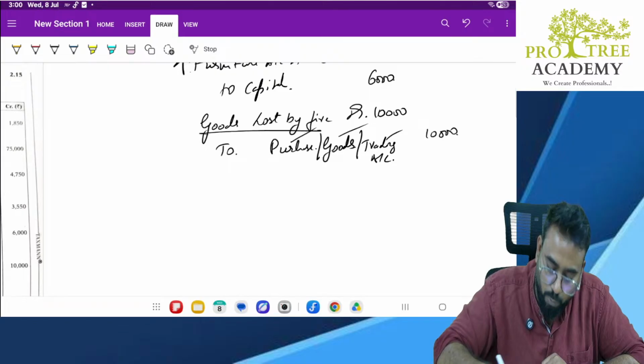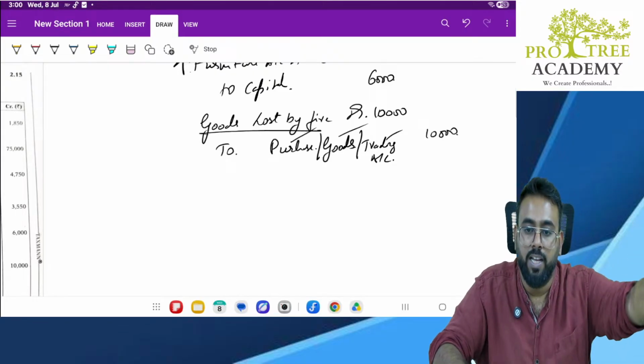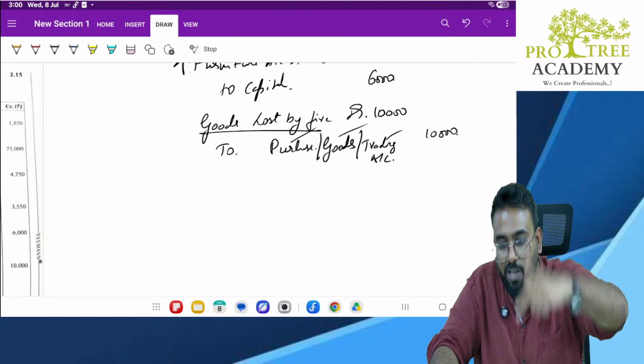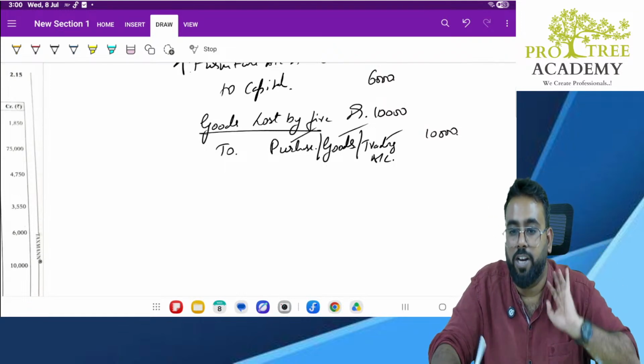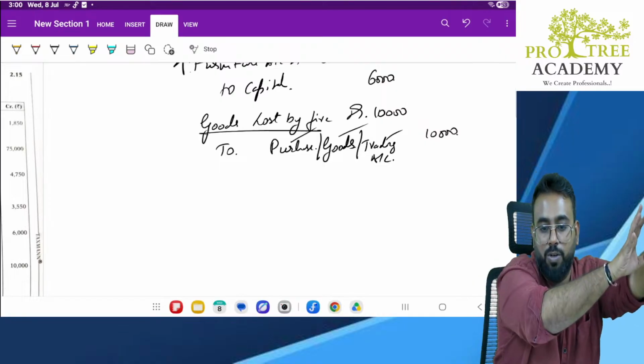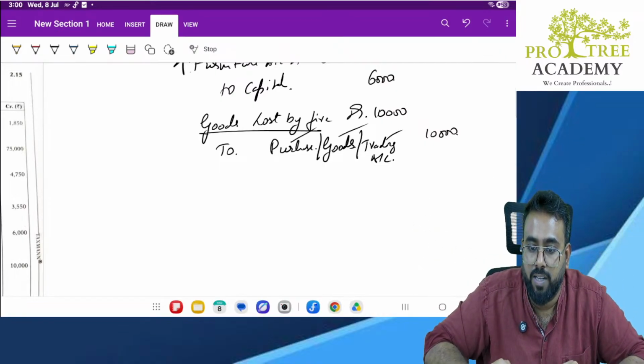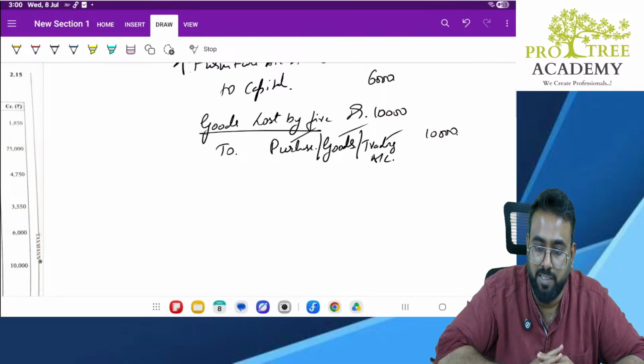So you can write to purchases, you are reducing the purchase balance. To goods, you are reducing the goods value. To trading account, what are you doing? Purchase remains as it is, goods remain as it is, but this one comes and sits there and gets set off. Am I clear? It gets set off as it is. No difference. Am I clear?